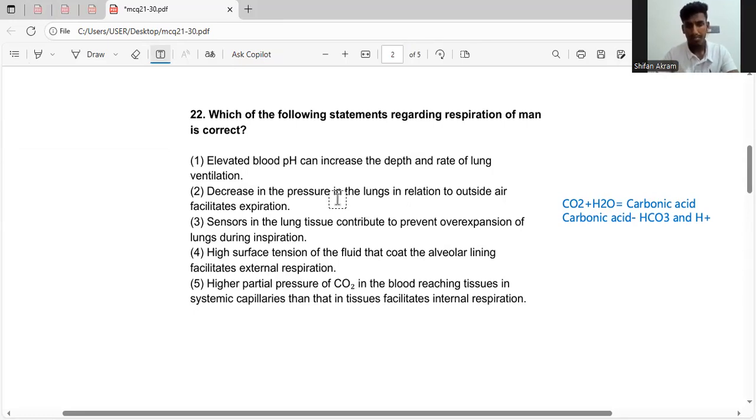But here they are saying that for the air to move outside of the body, the pressure in the lungs should be lower than the pressure outside, which is wrong. So we can eliminate this answer.